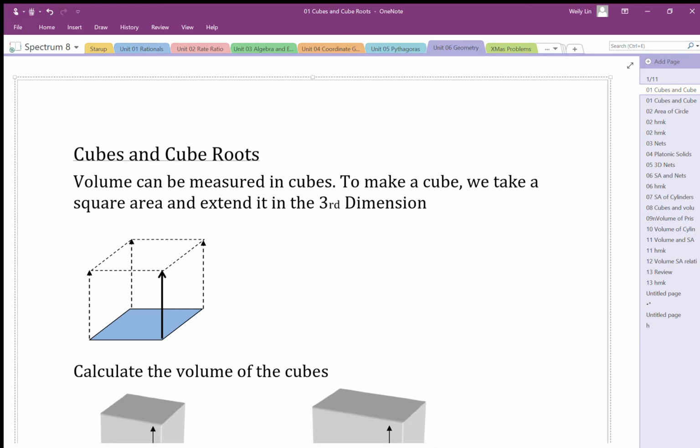And in general, we want to look at volume as taking an area. So if you take a look at this diagram here, we take the area of this square, which is what we use to measure area. We take the square area and give it some depth or some height, and we get a cube from that. So essentially, to make a cube, we take the square area and extend it into the third dimension.